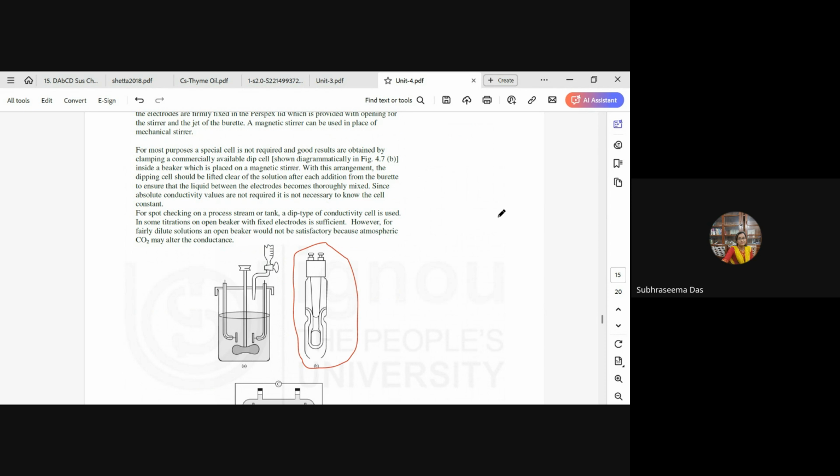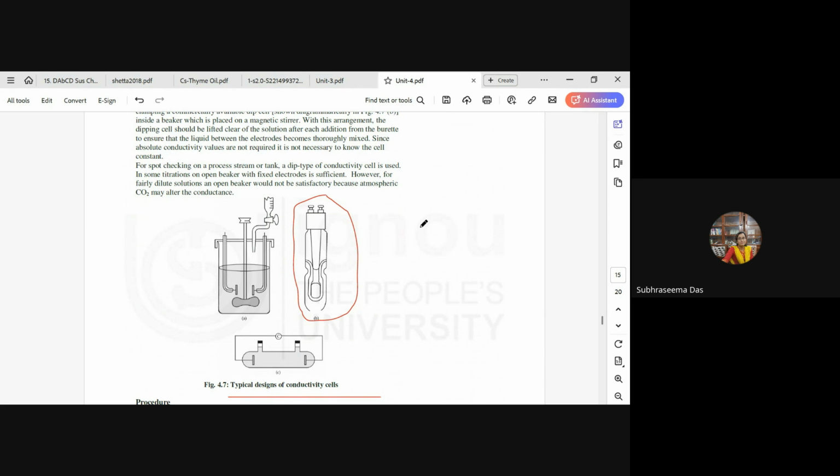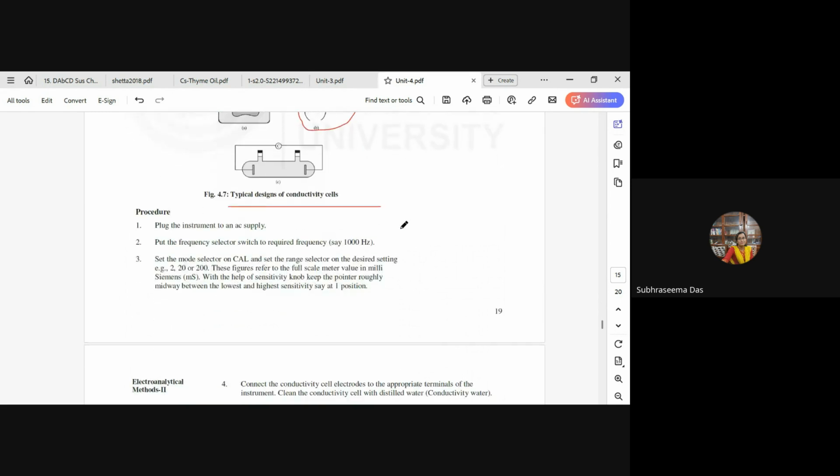Since the absolute conductivity values are not required, it is not necessary to know the cell constant. For spot checking, a dip type conductivity cell is used. In certain titrations, an open beaker is used. However, with dilute solutions, an open beaker might not be used because atmospheric carbon dioxide may interfere and affect the conductance values.